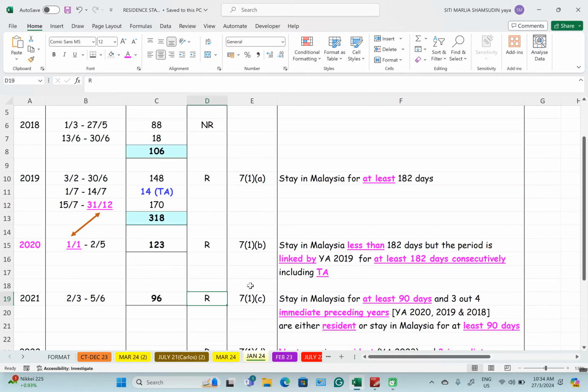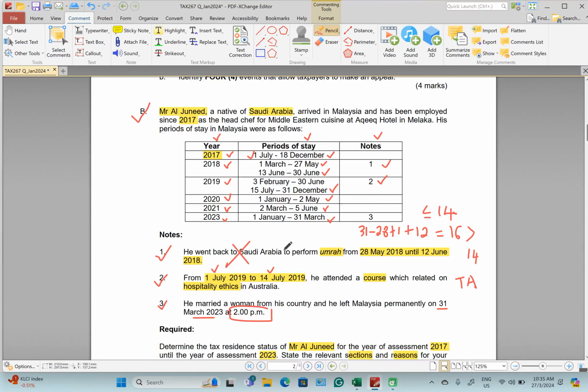So resident, Section 7, subsection 1C. How do we give the reason? Stay in Malaysia for at least 90 days, and 3 out of 4 immediate preceding years. You need to mention what the years were: 2020, 2019, 2018, either resident or stay in Malaysia at least 90 days. Okay, done for 2021. Now we go to 2022.